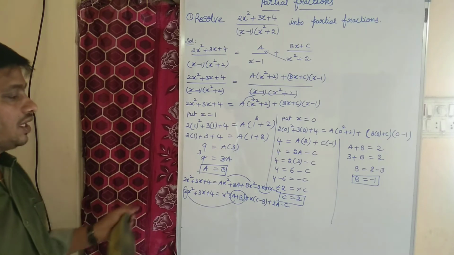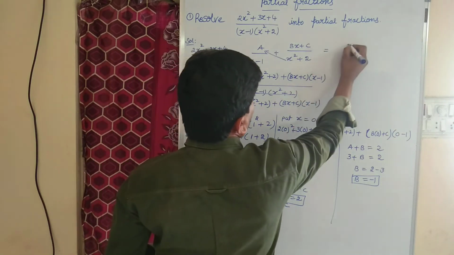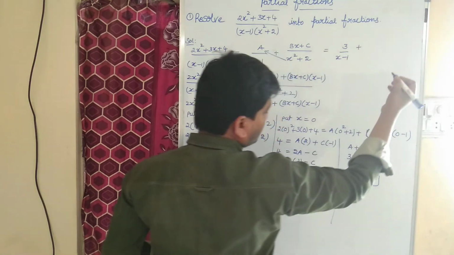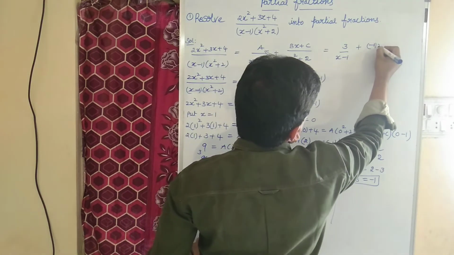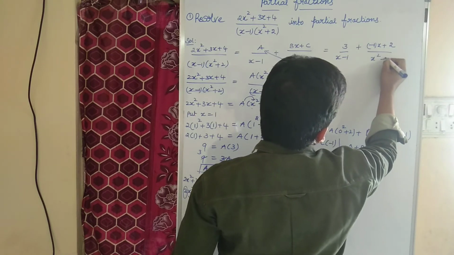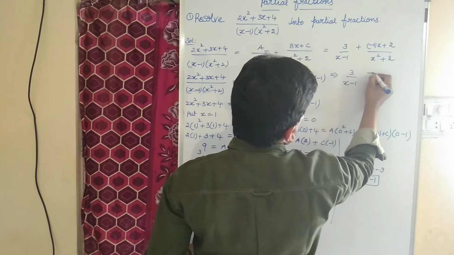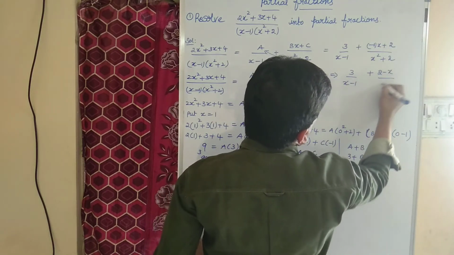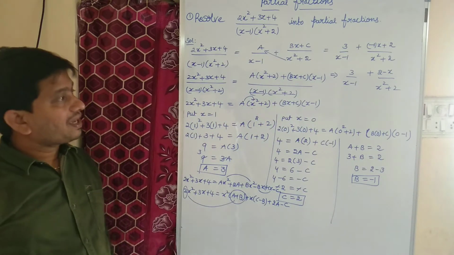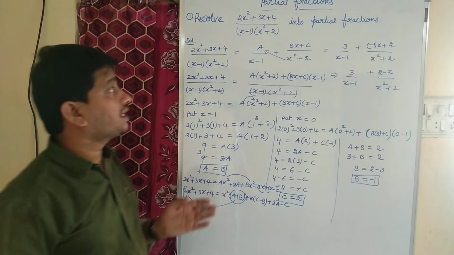We got the values of a, b and c. So I can write it as, a value how much? 3. 3 by x minus 1 plus b value is minus 1 into x plus c value is 2 divided by x square plus 2. So further we can write as 3 by x minus 1 plus 2 minus x by x square plus 2. So what is the answer? 3 by x minus 1 plus 2 minus x by x square plus 2.